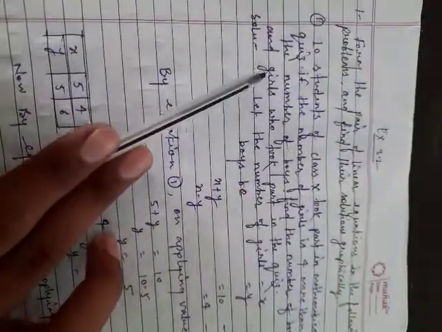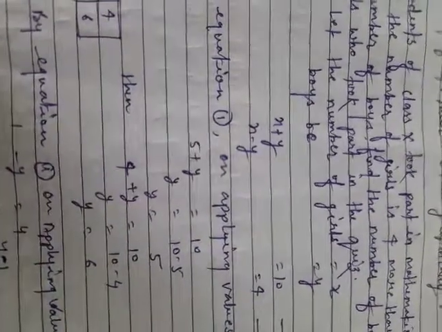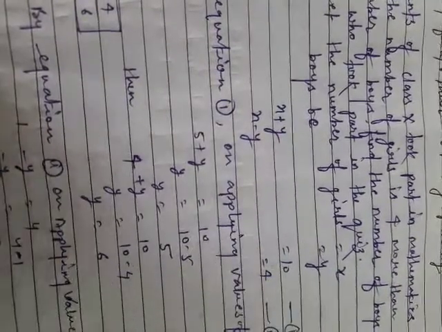Okay, so 10 students of class 10th took part in a quiz. The number of girls is 4 more than the number of boys. Find the number of girls and boys who took part in the quiz. Let the number of girls be x and boys be y. x plus y is equal to 10. When we add both, we get 10. When we compare x minus y, x's value is more than y by 4.